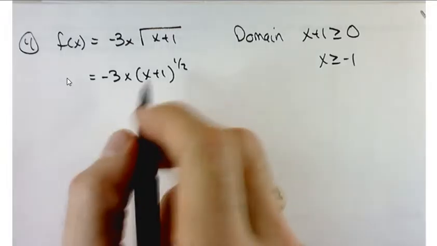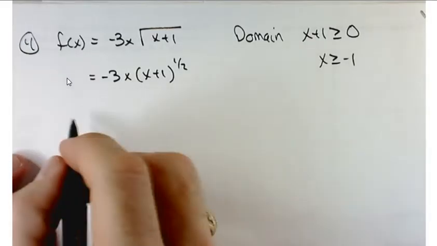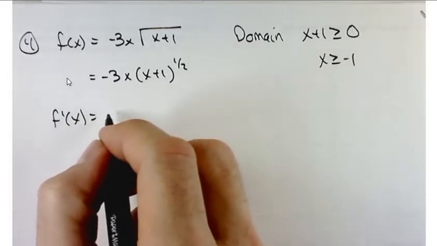But let's see. So, do you want me to write out the product rule, or should we just do it? Just do it. All right, cool. Sound like a Nike commercial.